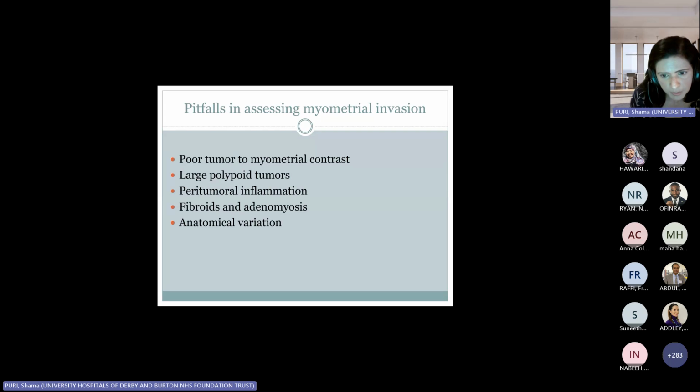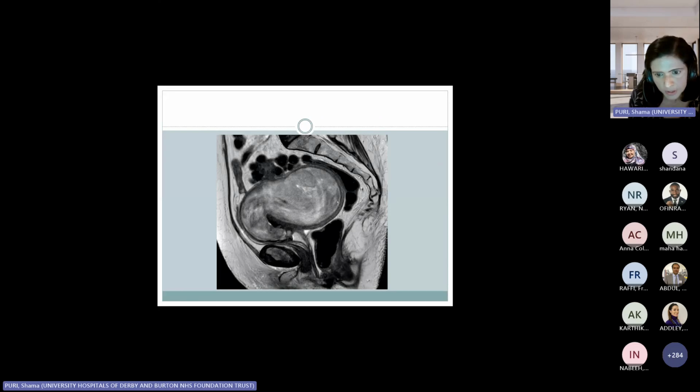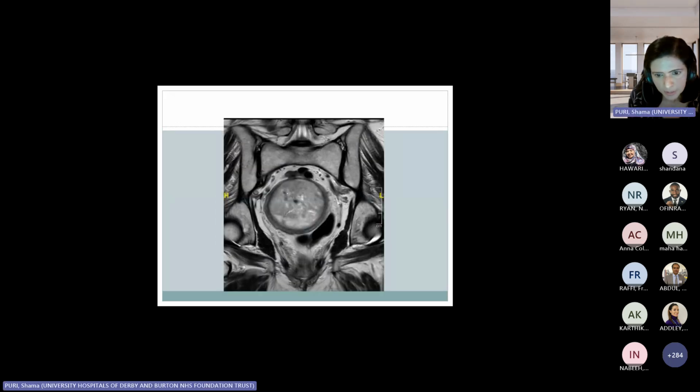You can get peritumoral inflammation, which can look like tumor, so we can overassess the depth of the invasion. There can be anatomical variation, or there can be things like fibroids and adenomyosis, which can make things difficult. So for example, look at this tumor, very bulky, large tumor, and that's the only myometrium we have. It's very, very thin. Now, assessing 50% or more than 50% is very difficult. So that's the same patient with very thin myometrium, especially here. The myometrium is so thin, it's so difficult to say whether it's involved or not.